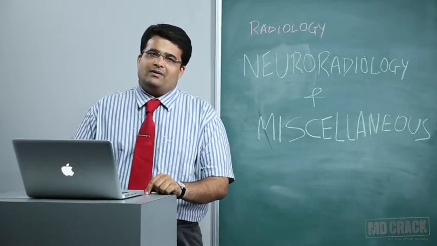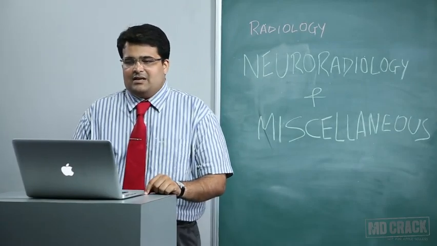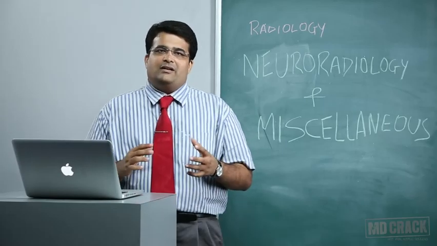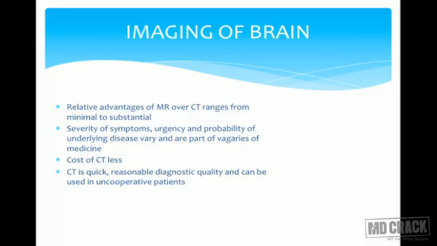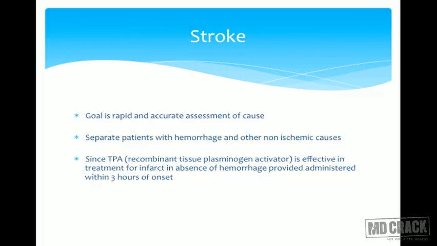So, we begin with imaging of the central nervous system. Now, there are relative advantages of MRI over CT, and they range from minimal to substantial. The choice of imaging depends on the severity of the symptoms, and the urgency and probability of underlying disease vary and are part of the vagaries of medicine. CT, the cost is definitely lesser, and CT is quick, has reasonable diagnostic quality and can be used in uncooperative patients.